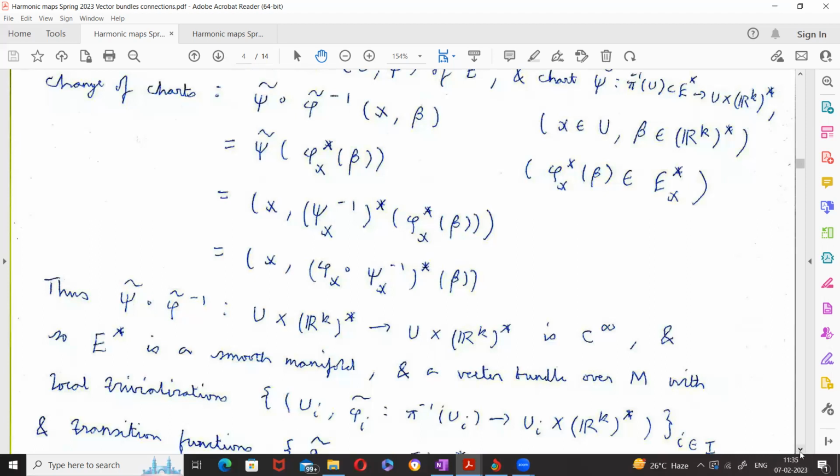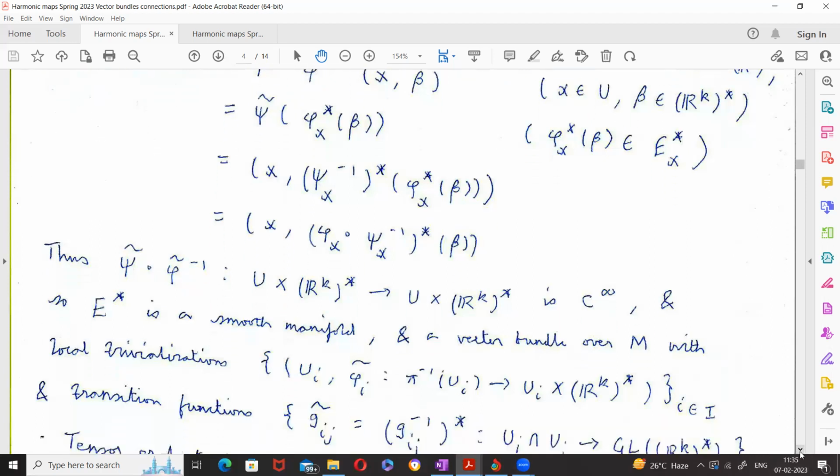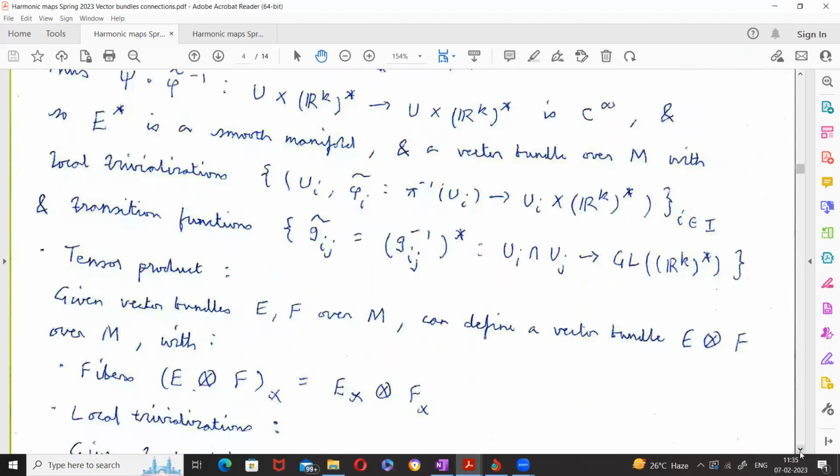So E star will become a vector bundle over M, with local trivializations these phi i tildes taking values in Ui cross RK star. And the transition functions, as we've seen above here, g ij tilde will be g ij inverse star, from Ui intersect Uj to GL of RK star.